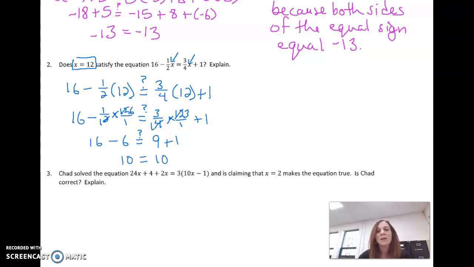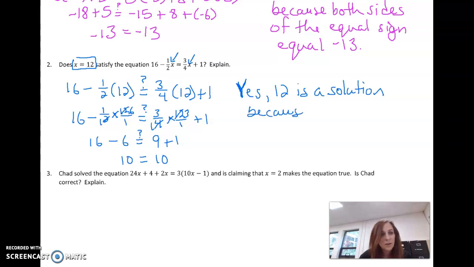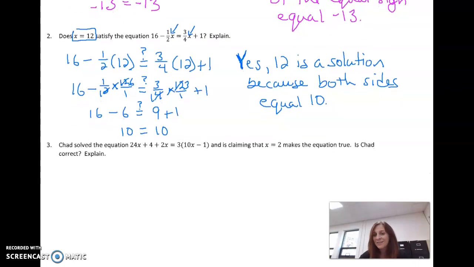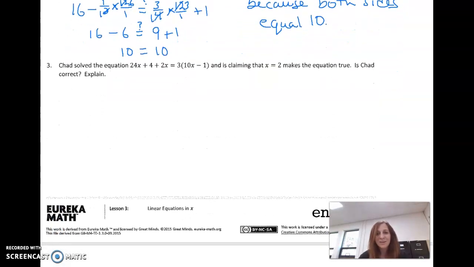Yes. Okay. So explain. Does 12 satisfy this equation? Yes. 12 is a solution because both sides equal 10. We'll shorten it a little bit. So notice here, we're not trying to solve, we're just trying to see if the solution they give us works, if it makes it true. So let's look at one more example for this part video right here.